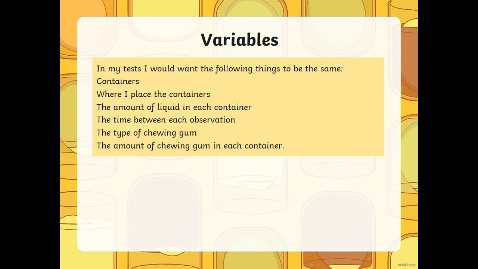The amount of liquid, even though I'm testing different liquids, I still need to put the same amount in each container. Also, I will need to make sure the time between each observation, so when I check on the chewing gum in each of the liquids, I want to do it at the same time for each one of them, and the same time in between. Obviously the type of chewing gum needs to be the same, and the amount of chewing gum that I'm using needs to be the same.